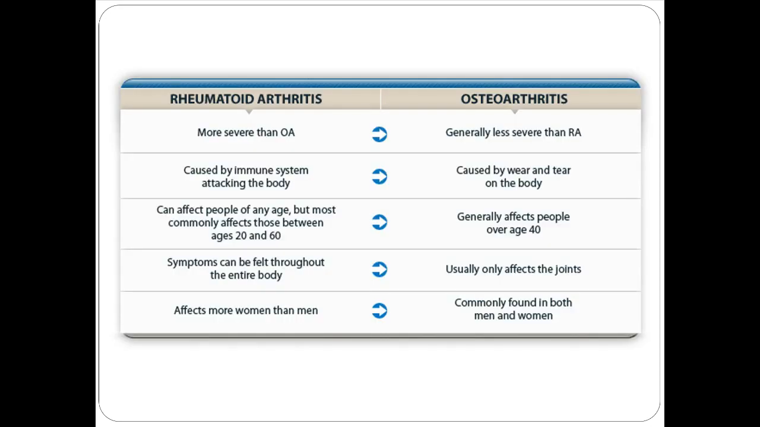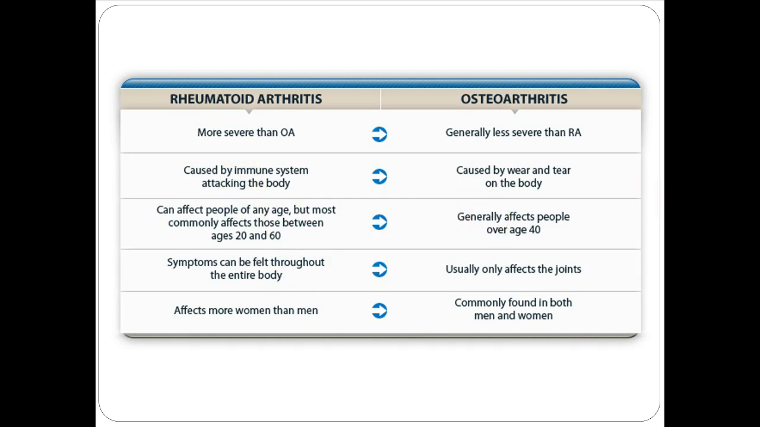All right, rheumatoid arthritis. So rheumatoid arthritis is different than osteo in a number of ways. Usually it's more severe. It's caused by the immune system attacking the body, so it's an autoimmune disorder. So our treatment strategy, while similar in some aspects, is very different in others.